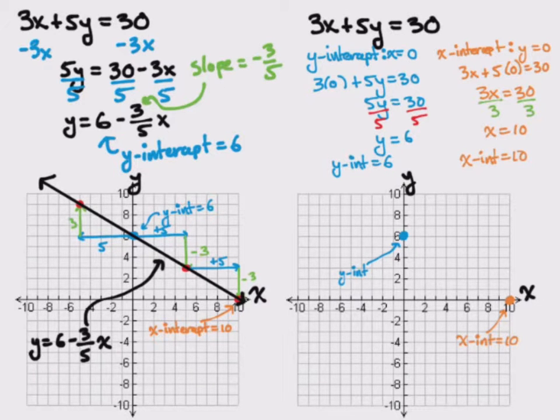So now that we've got our x-intercept and our y-intercept, that's all the 2 points that we need to know what our graph is going to look like. Let's connect them and extend our line in both directions.